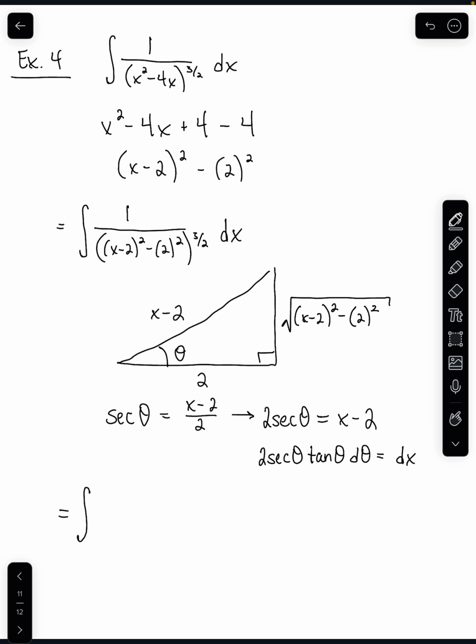We will rewrite our integrand using our new variable, where instead of x minus 2 squared, we will have 2 secant theta squared minus 2 squared raised to the 3/2 power. The dx then will directly swap out for 2 secant theta tangent theta d theta.